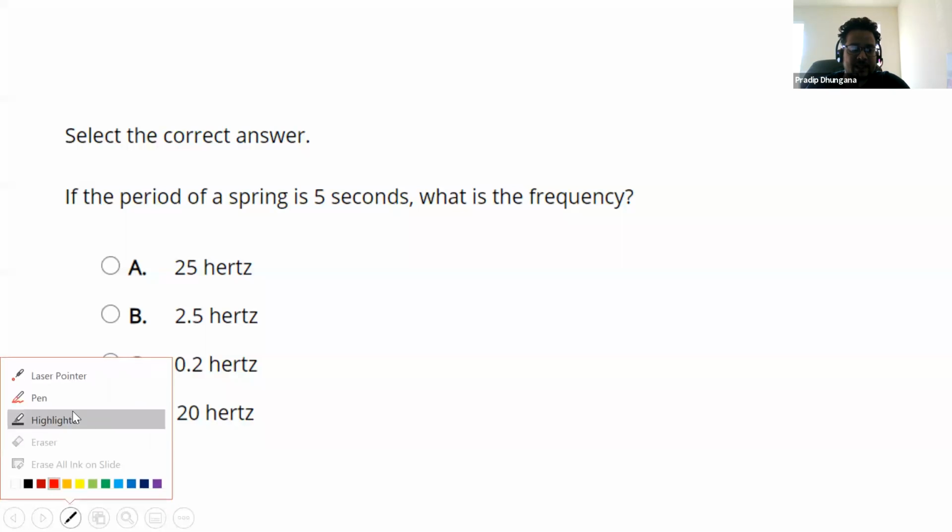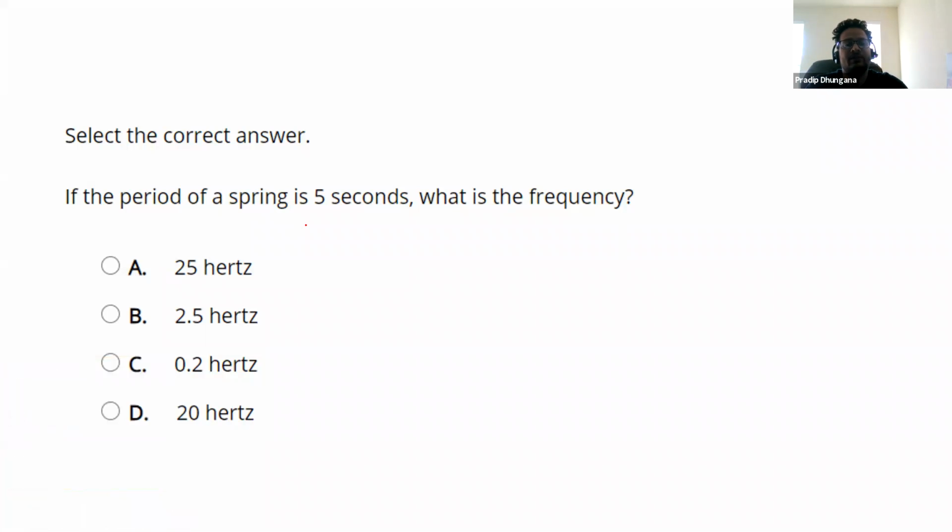Okay. For this question, I'll write the formula and then I'll give you some time to work on it. If the period of a spring is 5 seconds, period is denoted by T, what is its frequency? We have to calculate frequency. Frequency is equal to 1 over period. Use that formula, calculate frequency and answer through the poll.